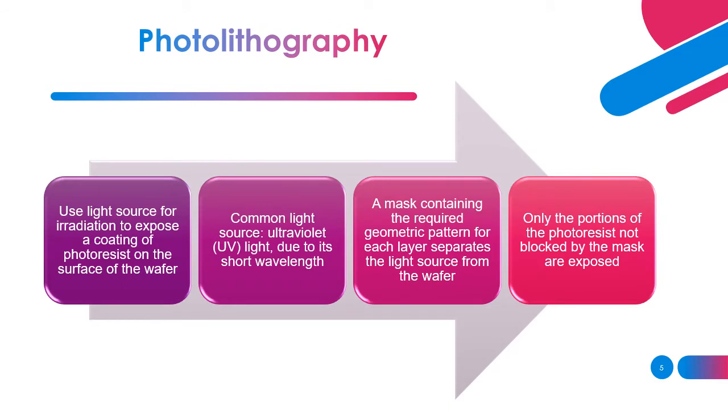So we're going to cover this again so that you can recall the process of photolithography that we have covered in the IC fabrication previously. Photolithography uses a light source for irradiation to expose a coating of photoresist on the surface of the wafer. The most common light is UV light, due to the short wavelength. A mask containing the required geometry pattern for each layer separates the light source from the wafer, and only the portion of the photoresist not blocked by the mask is exposed. This depends on the type of the resist also, which we're going to look at again later.